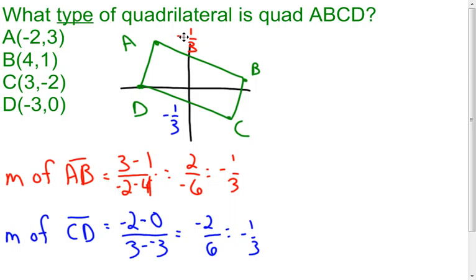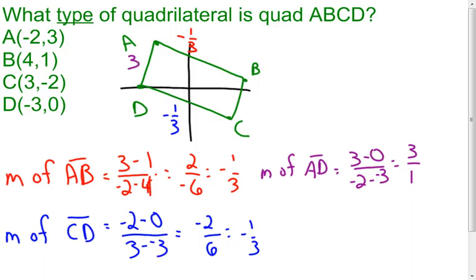Now I'm going to go to my other 2 sides. So now I'm going to do the slope of segment AD. And here I'm going to do Y value at A minus Y value at D over X value at A minus X value at D. I end up with 3 over 1. So the slope of this one is 3.